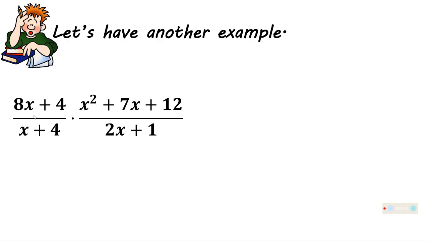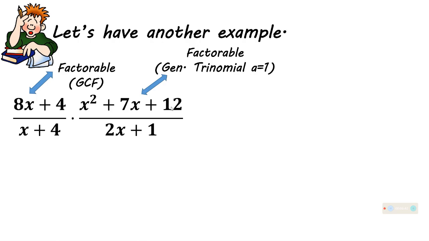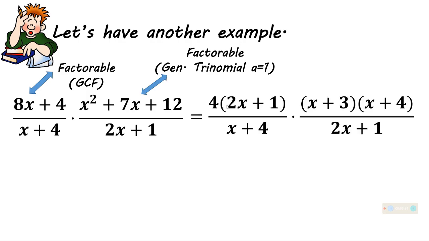So you are going to factor out the first numerator, 8x plus 4, because it is under GCF or polynomials with GCF, and the second numerator, x squared plus 7x plus 12, is under general trinomial or quadratic trinomial where a is equal to 1. Then you are going to express the factored form, so you will have 4 times 2x plus 1 all over x plus 4, times x plus 3 times x plus 4 all over 2x plus 1.